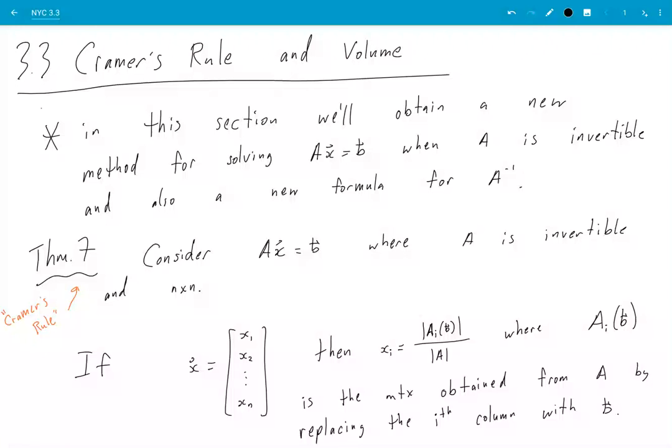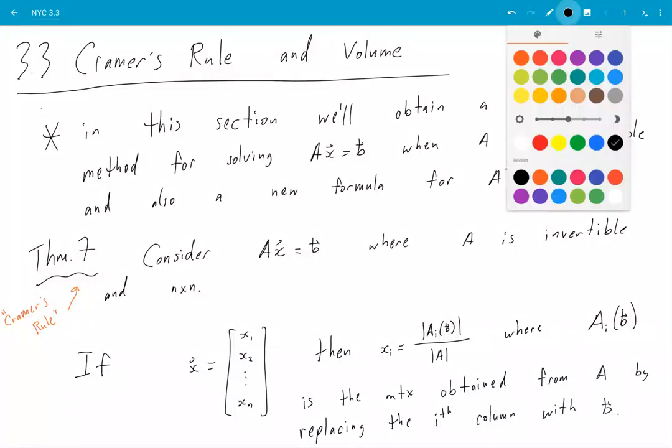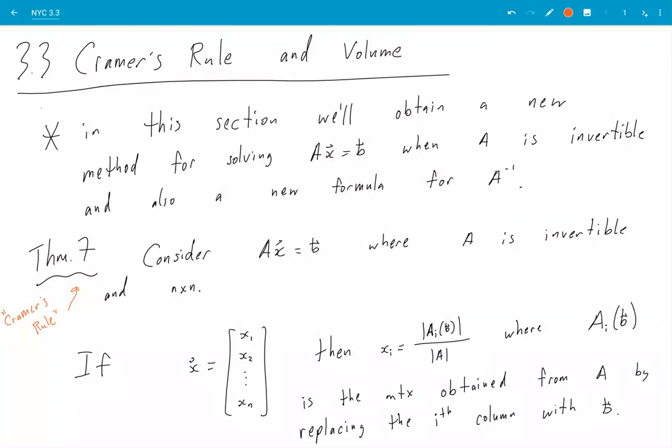Okay, pause and copy. Pause and copy. All right, so what are we doing here? Getting some new tools here.